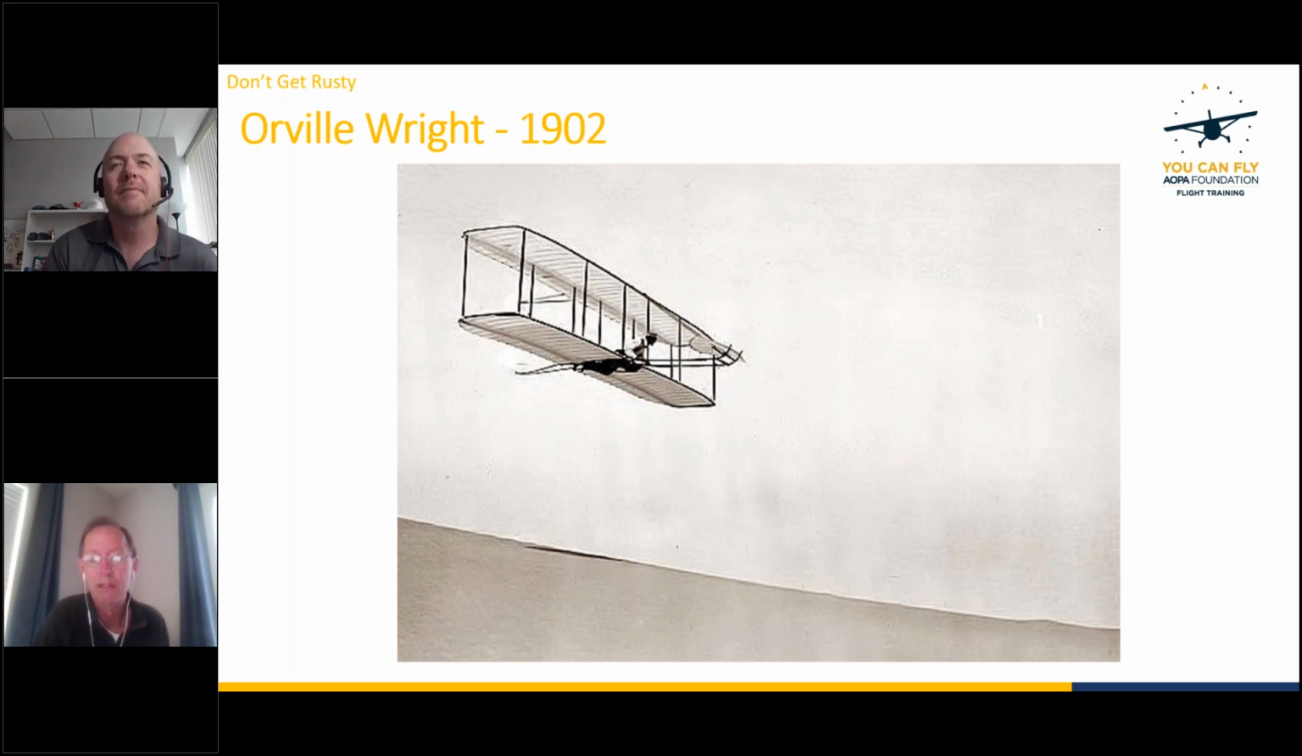The Wrights, in fact, used gliders to make their greatest contribution to flight, which is to develop the control systems. Prior to that, people could kind of glide, but they really didn't have any control over the aircraft. So the Wrights used gliders to actually develop controlled flight.